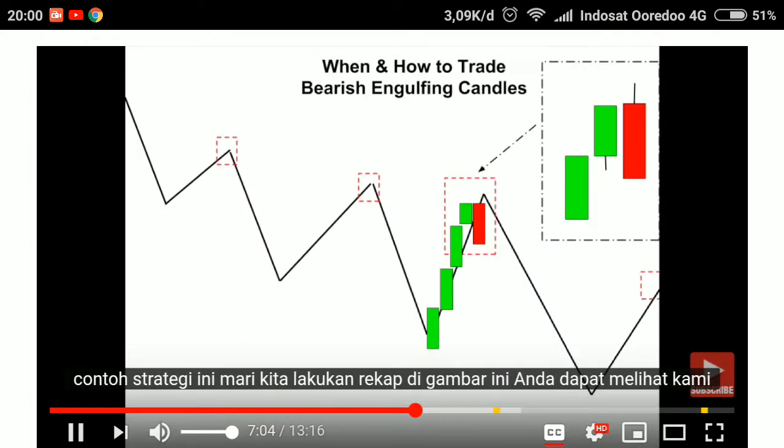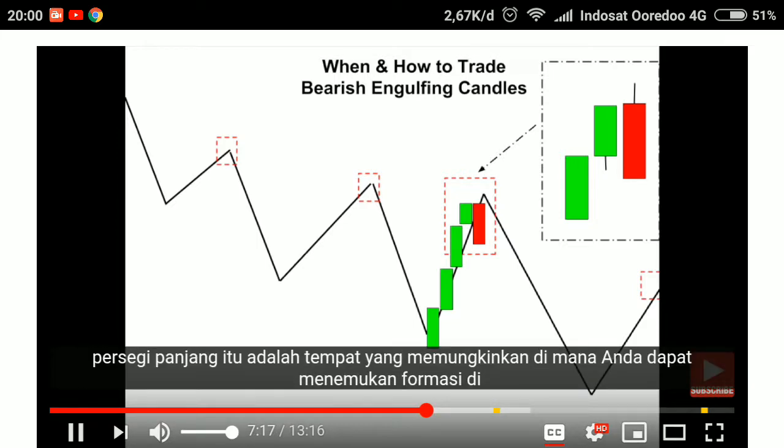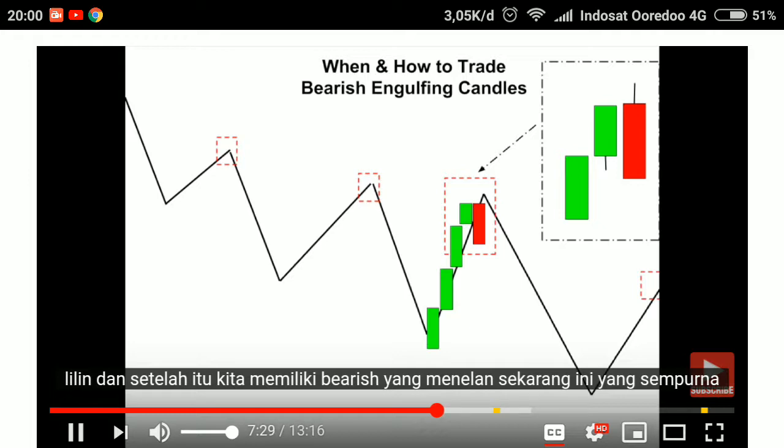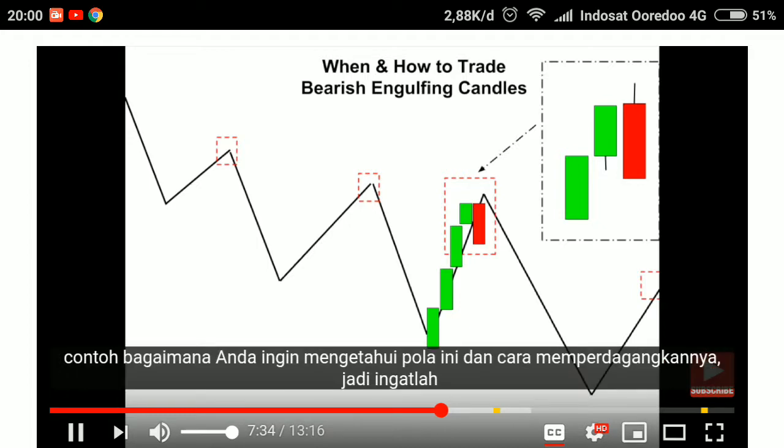Before we show you a real example of this strategy, let's do a recap. In the picture, you can see that we have a downtrend, and this is the first thing we need to look for. And in the red rectangles, those are the possible spots where you can find the formation. In the third rectangle, you can see that we have a series of green candles, and afterwards we have a bearish engulfing. This is the perfect example of how you want to spot this pattern and how to trade it.